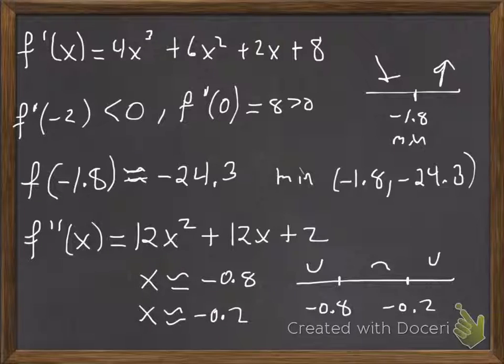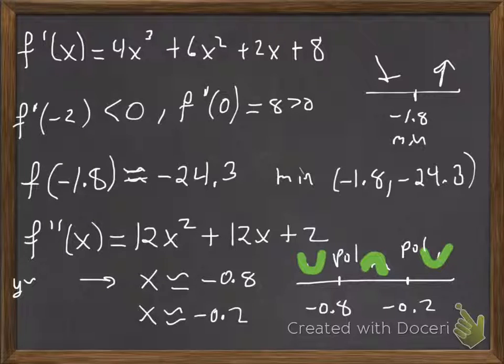Okay, now what I need to do is look at the negative 0.8 and negative 0.2. You see how they both have a change in concavity from happy face to sad face, and then from sad face to happy face. So we have points of inflection at negative 0.8 and negative 0.2. Oops, looks like I erased the P there. Okay, and what I need to do is plug in negative 0.8 and negative 0.2 back into the original function to find the y values. Okay, so we're going to do that.